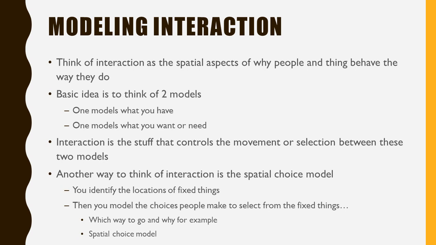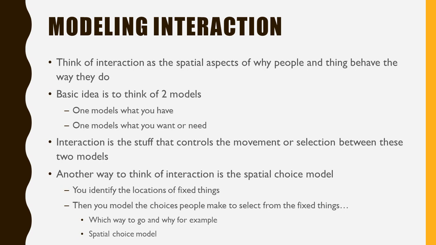Now, I'm not saying that that's right, or that's even a philosophy for life. What I'm saying is, when we deal with models, spatial models, GIS models, we're often dealing with multiple layers of data, and there are interactions. So when you're thinking about it, there's a basic idea to think of two types of models. One is to model what you have, and one is to model what you want or what you need. And the interaction is the stuff that controls the movement or selection between these two models.